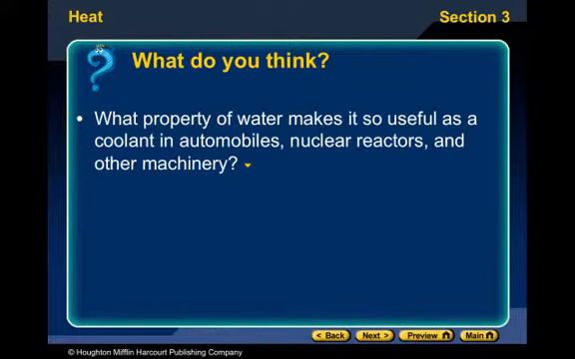It can absorb a lot of energy without changing the temperature much. It has a high specific heat, like the ocean.